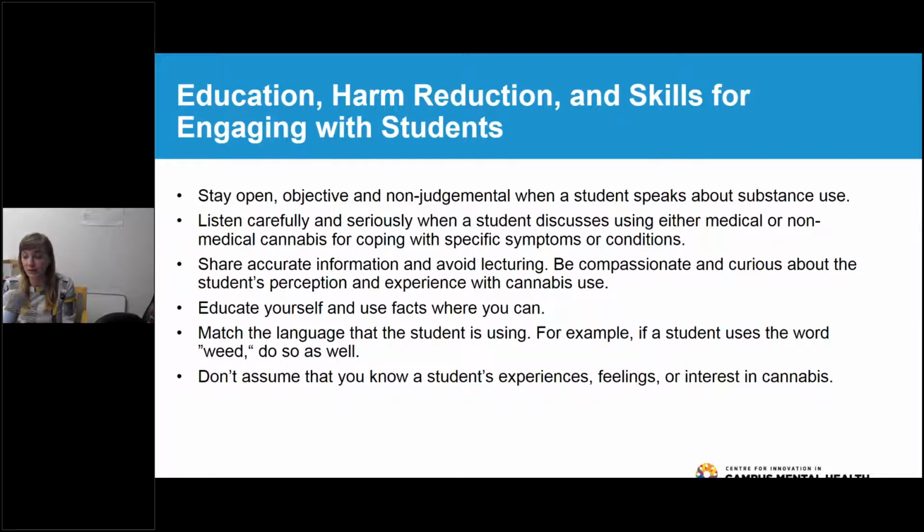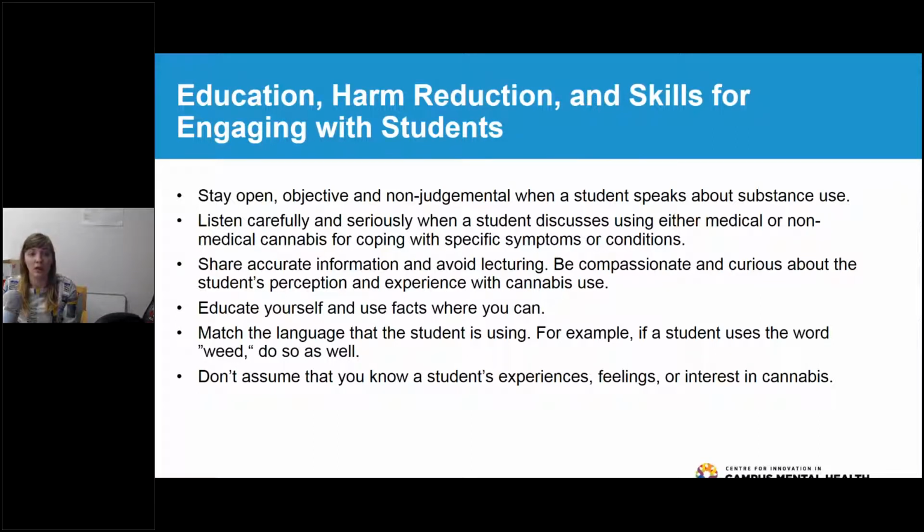So for example, stay open, objective, and non-judgmental when a student speaks about their substance use. Listen carefully and seriously when a student discusses either medical or non-medical cannabis for coping with specific symptoms. So for example, if a student identifies that they use cannabis for sleep or anxiety. Share accurate information and avoid lecturing. Be compassionate and curious about the student's perceptions and experiences with cannabis use. Educate yourself and use facts where you can. Match the language that the student is using. So for example, if a student is using the term weed to discuss cannabis, do so as well. And that ensures that you're really meeting them where they're at and using language that they're also comfortable with.